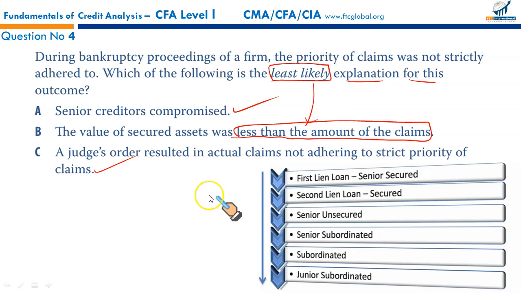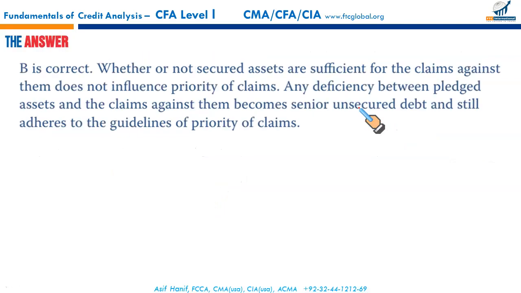See, now let's say this is your pledged asset, 100 million. But this was not sufficient to fulfill the claim. So the unfulfilled claims will become senior unsecured. So any deficiency between the pledged asset and the claims against them becomes senior unsecured debt and still adheres to the guidelines of priority of claim. So this is the least likely explanation. So that makes B our correct option.